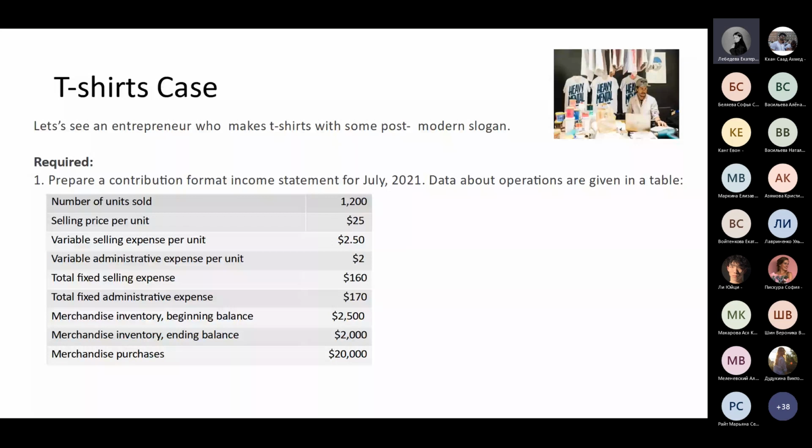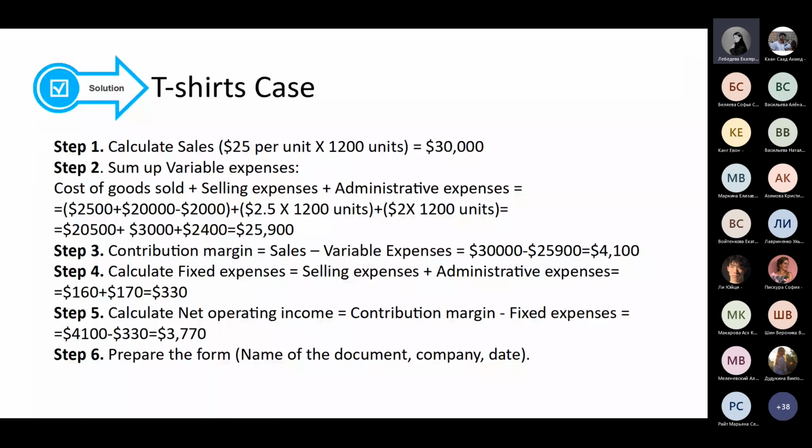First of all, we calculate sales. We multiply our price by number of units. Then we sum up variable expenses and calculate our cost of goods. Then we calculate the sum of variable expenses, yes. Then we calculate contribution margin, which is equal to sales minus variable expenses. Then we calculate fixed expenses and net operating income. And then we prepare the form.